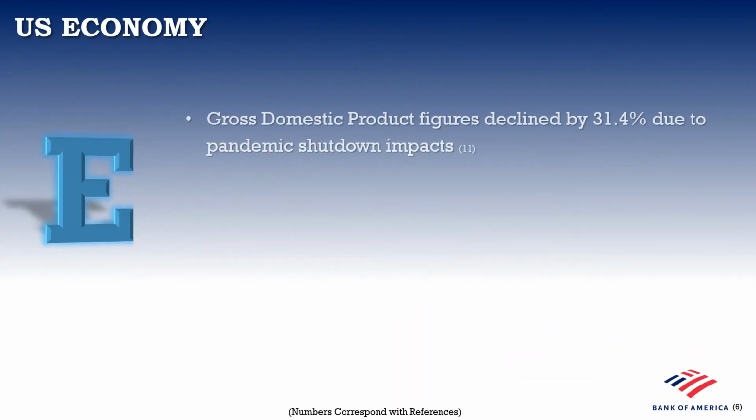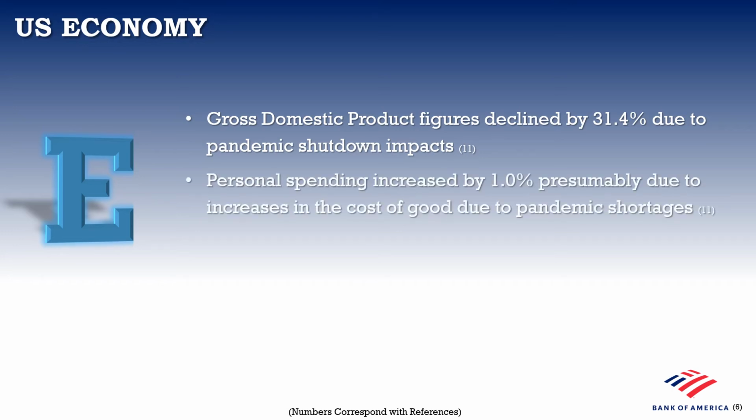The last economy version is going to be the gross domestic product, the U.S. economy itself. And we see that impacted by the decline of 31.4% in the gross domestic product figures that were due to the pandemic shutdown impacts. So because so much of the country was shut down, the U.S. economy's growth declined after being in some pretty good territory for growth over the years.